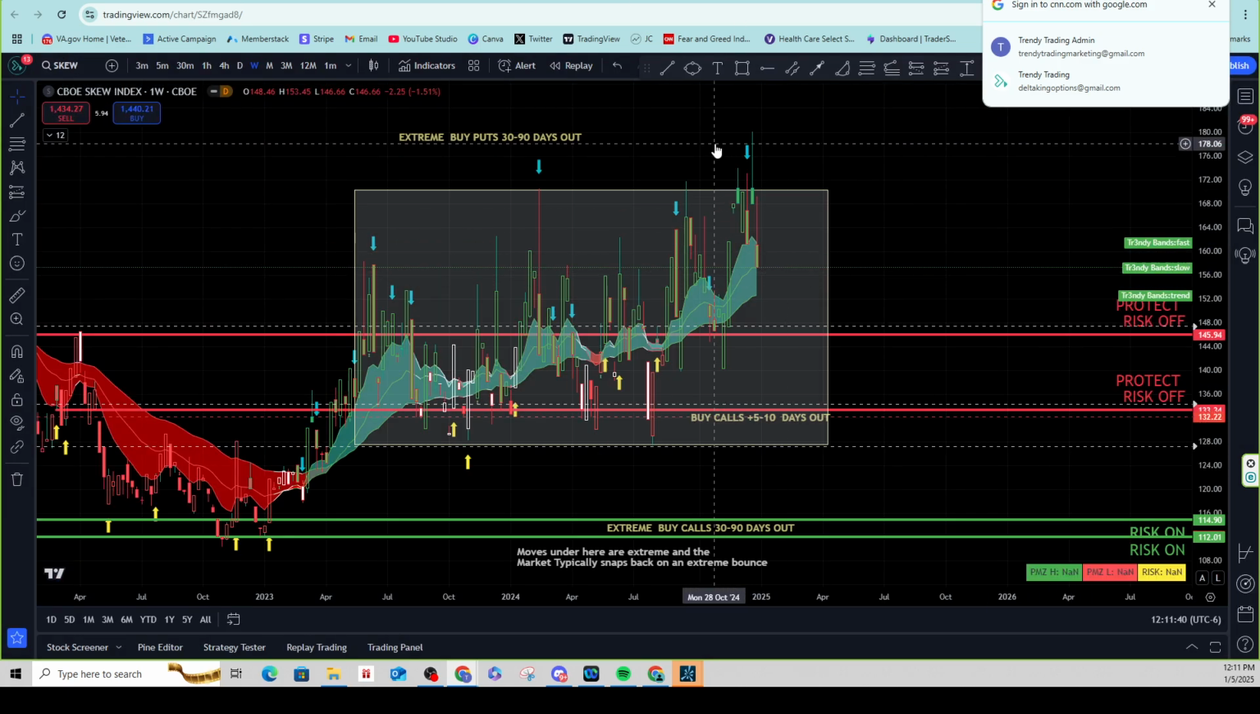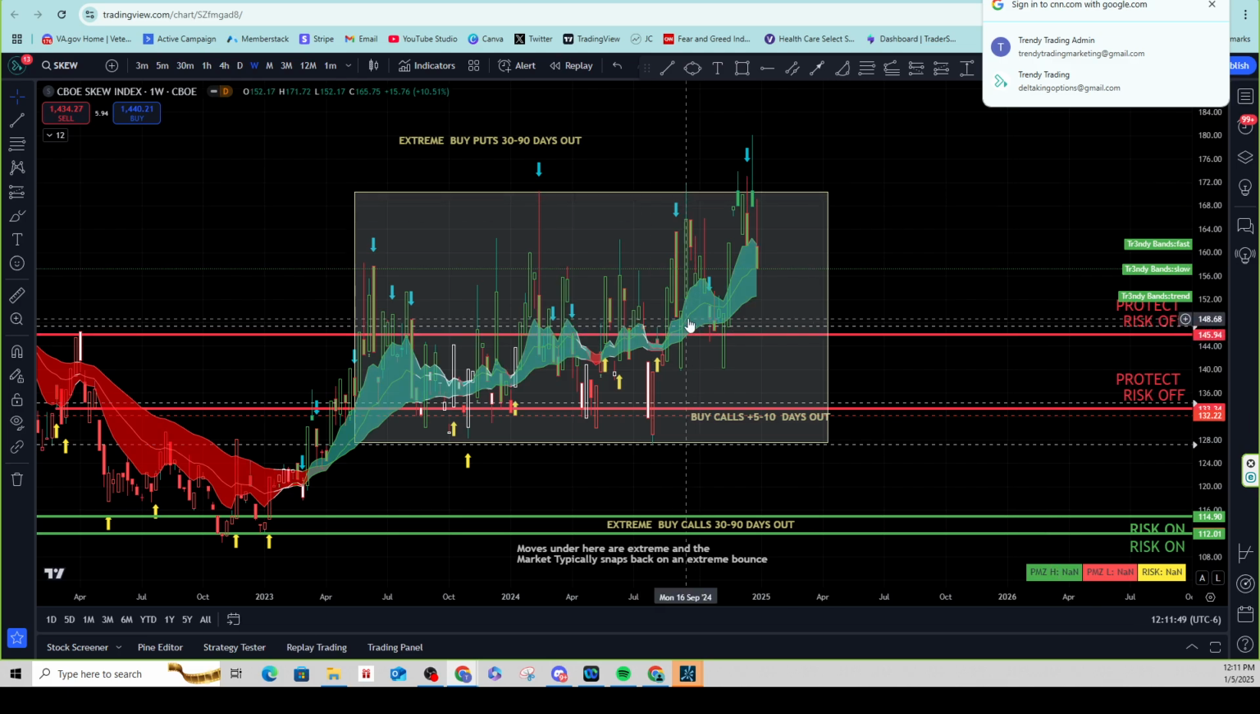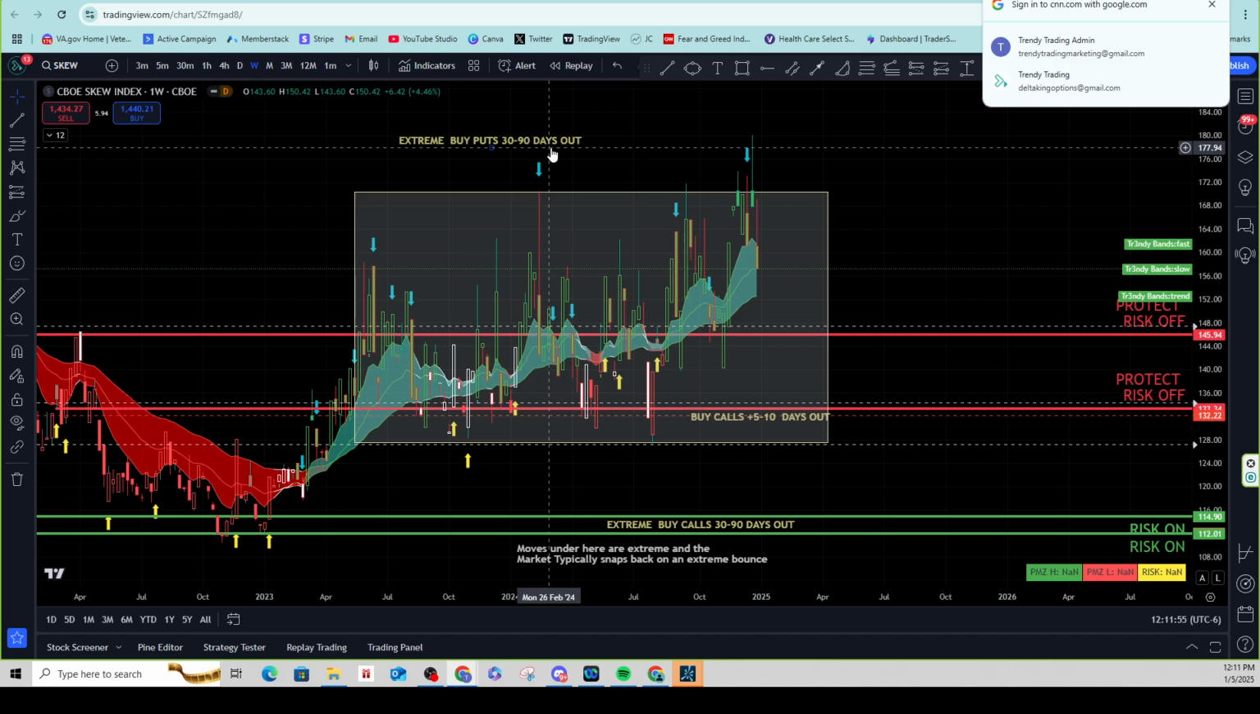All right, so the SKEW did pull back about 10 points or so. It came in at around 157. I believe it was 167 last week. Right up here, we talked about it. It was extreme. I've gone over it every single week. We knew to be cautious. The market did pull back, but it also was not a surprise. Usually in this area, we're looking to buy puts 30 to 90 days out.